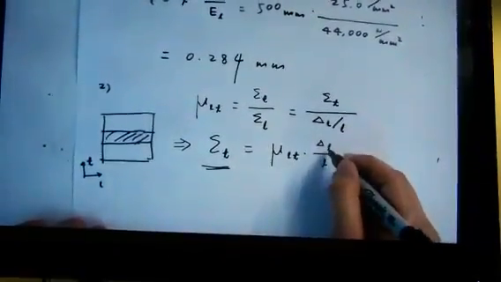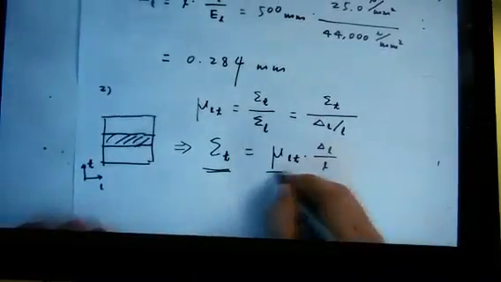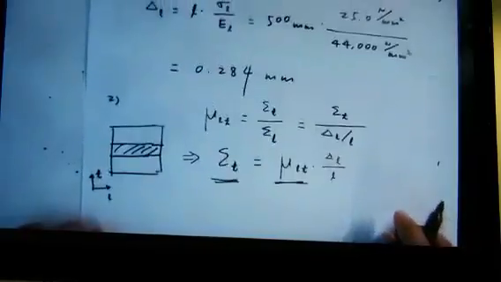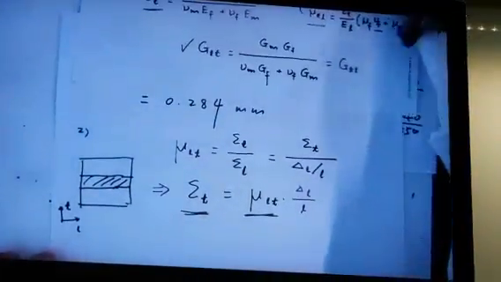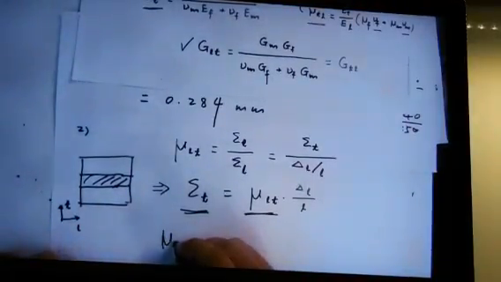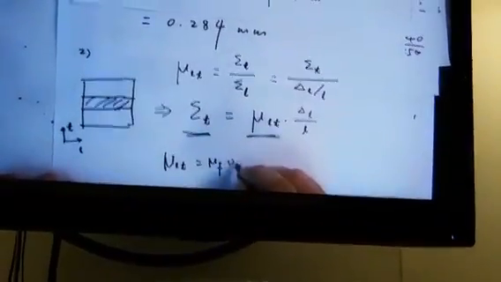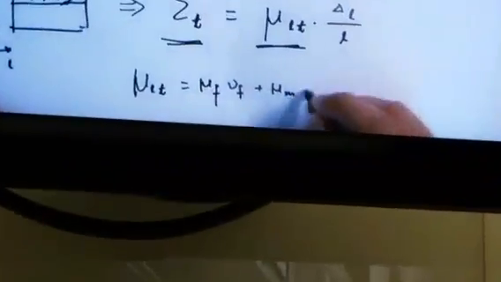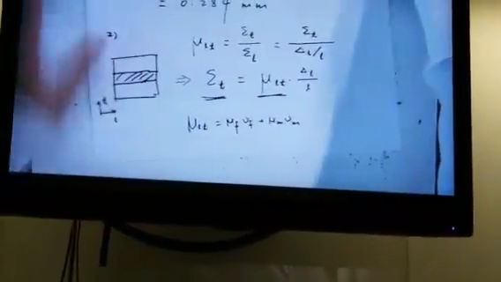So delta L is calculated in the first step already, and L is the original length. So we need to figure out mu LT. Then we go back to check the formula that we have for mu LT. According to the formula, mu LT is mu F times Vf plus mu M times Vm: fiber Poisson's ratio times fiber volume fraction plus matrix Poisson's ratio times matrix volume fraction.